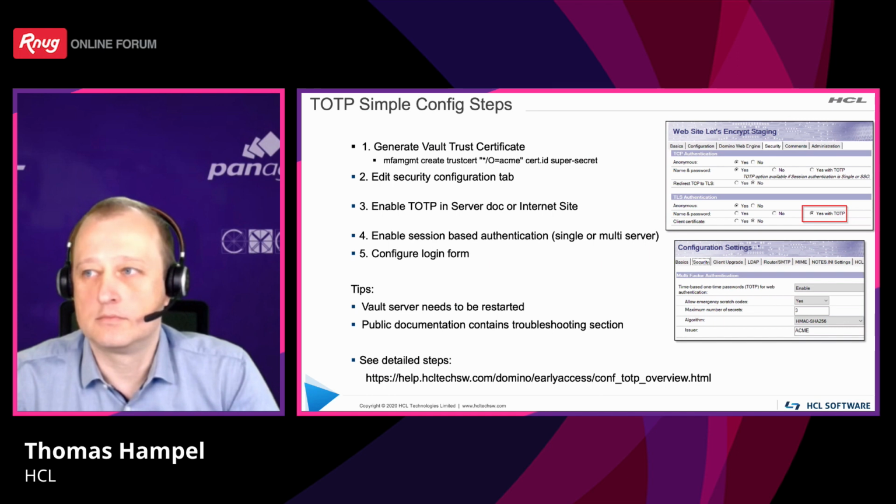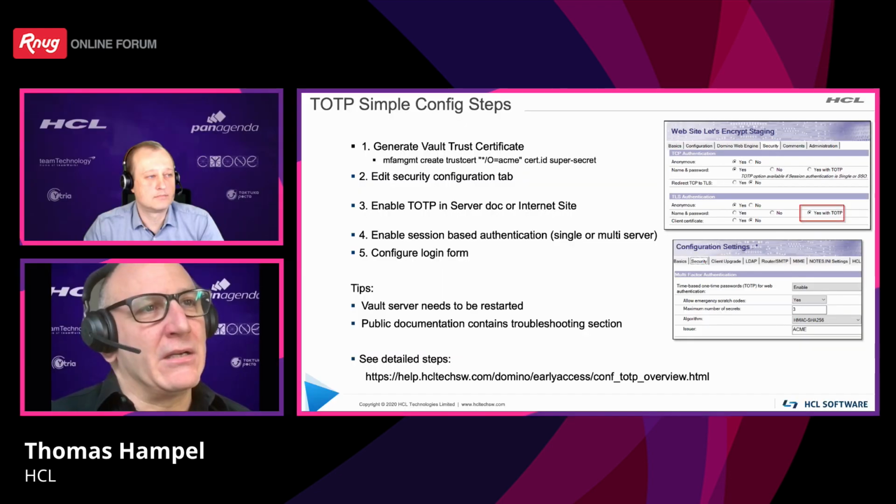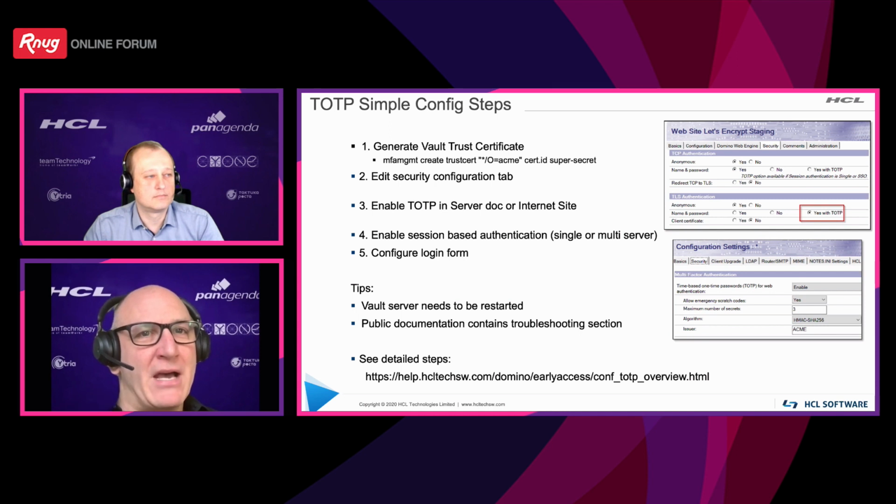Because this new feature works in combination with information stored in the ID vault to make it extra secure, we have to generate a trust certificate. This is really very similar to what you already know from password reset certificates. The second point is that you have to configure your configuration document. The security tab has some new fields that you have to change. This is what you see below on the screen. And on the top of the screen, you see the sections that you need to change to enable this new authentication instead of username and password.